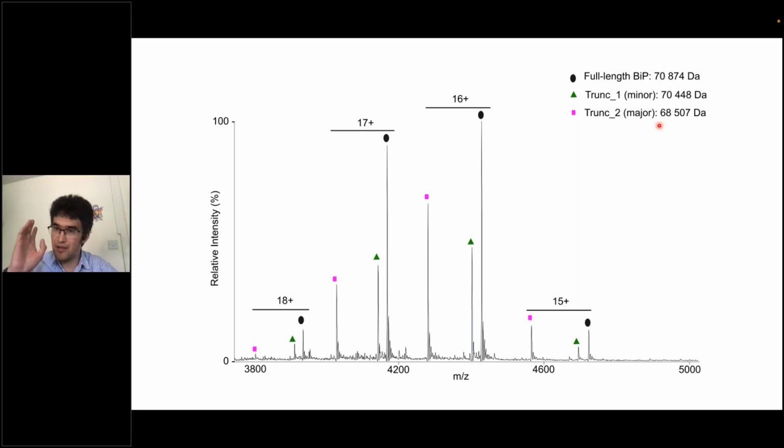And because BiP is partially disordered at the extreme C terminus, it's highly likely that this truncation is the C terminus being proteolyzed. And because we have such sharp peaks here, this mass is very exact. We can use that mass to figure out almost exactly on the sequence where that cleavage site is.